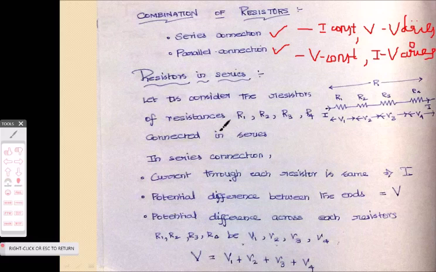Let us consider the resistors R1, R2, R3, R4 connected in series. These are R1, R2, R3, R4. This is V1, V2, V3, V4, the potential difference across the ends of each resistor. Then the total voltage is V is equal to V1 plus V2 plus V3 plus V4.